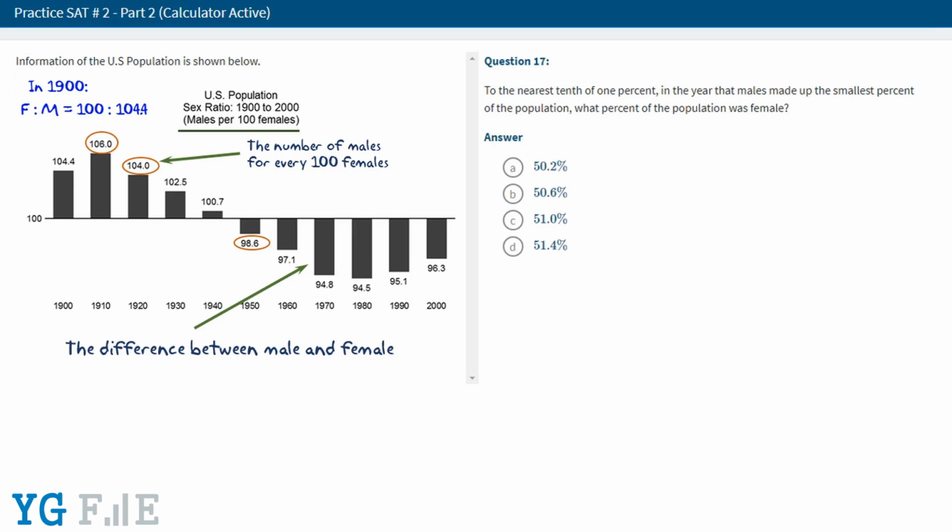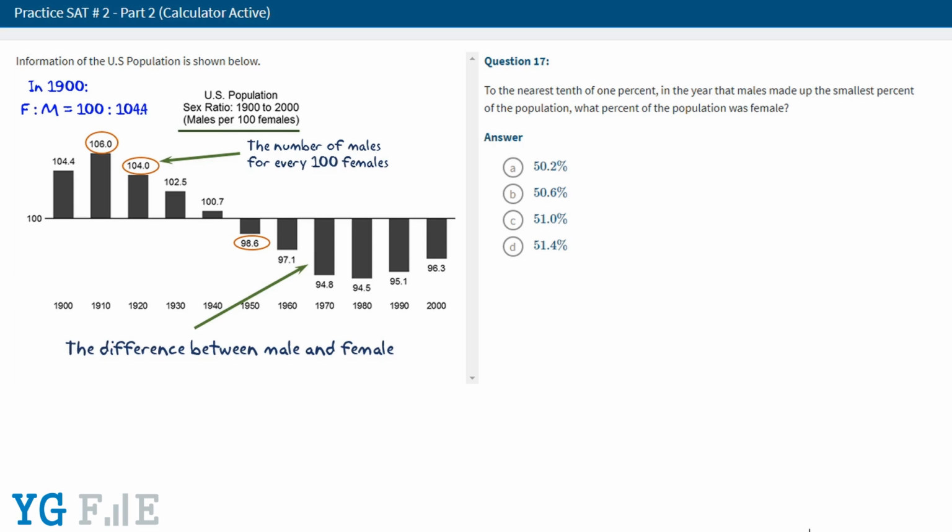First, we have the ratio of males to females for every year, and we know the difference between the male and female populations. We can see how much the difference is changing for every year from this graph. And now we can solve the first question.